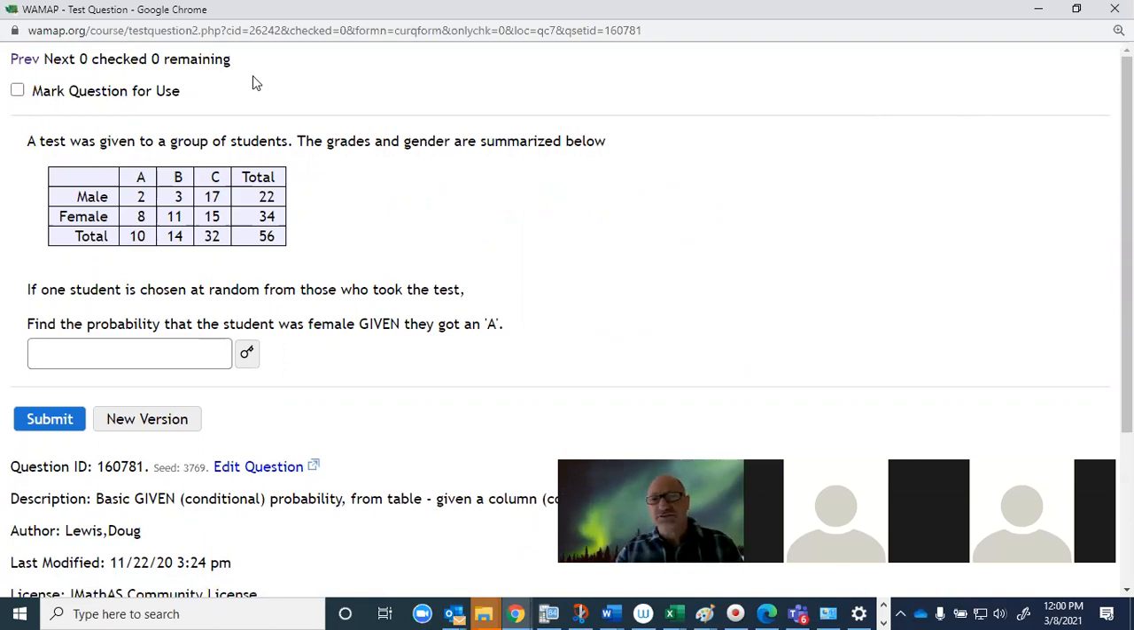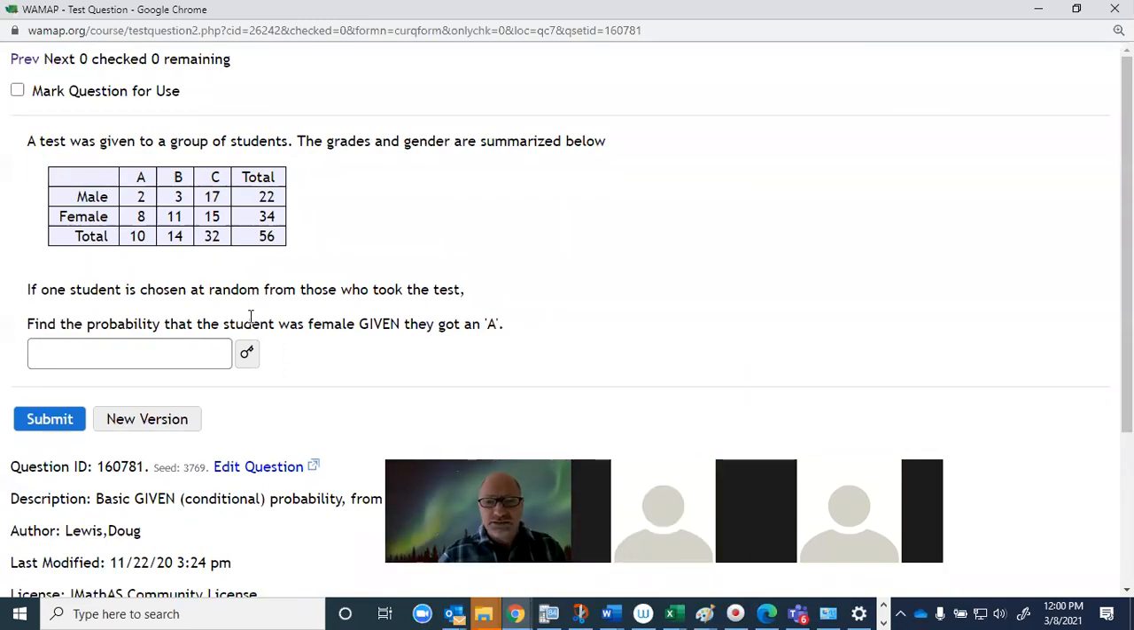And this is the first of conditional probability. And Wednesday, the lesson will be mostly about conditional probability. It will be about expected value. And conditional probability gets quite a bit more complicated. And so this is just a basic introduction.